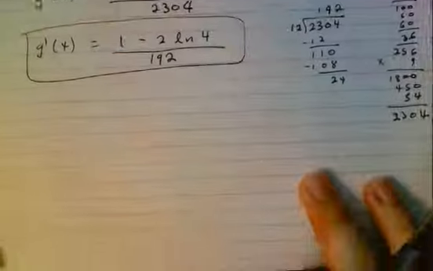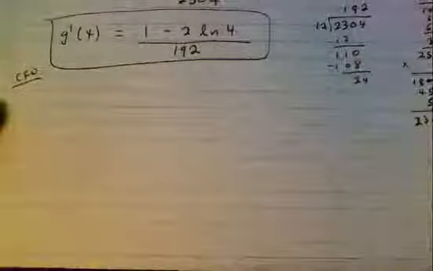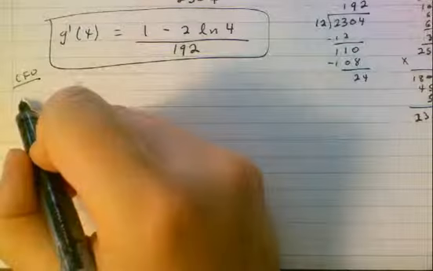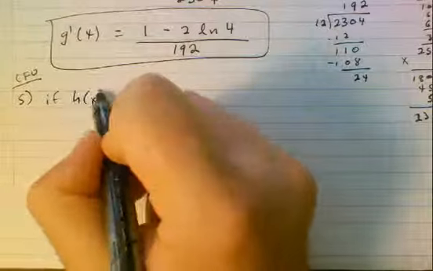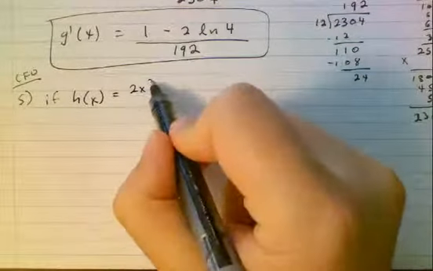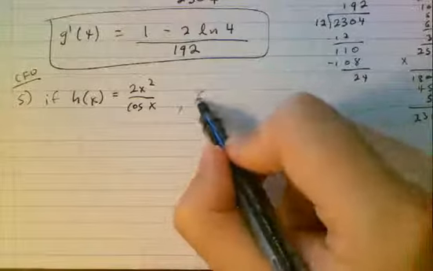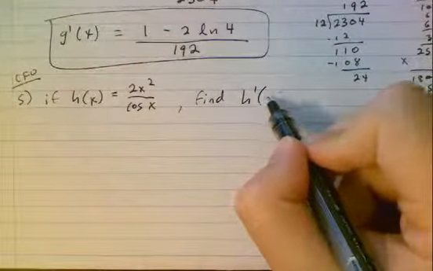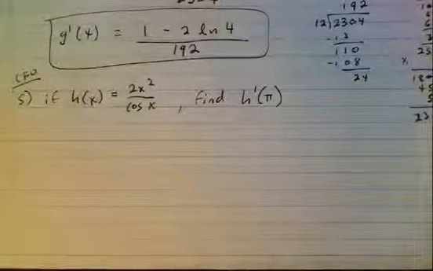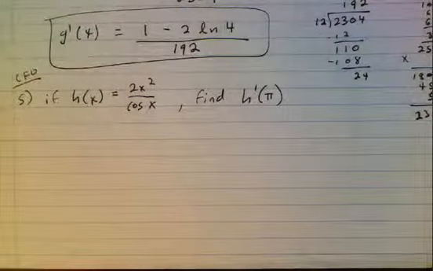Let's give you a check for understanding problem now. If h of x is 2x squared over the cosine of x, I want you to find the derivative of h of x when x is equal to pi. Try that one on your own or restart the video when you're ready. Pause the video now.